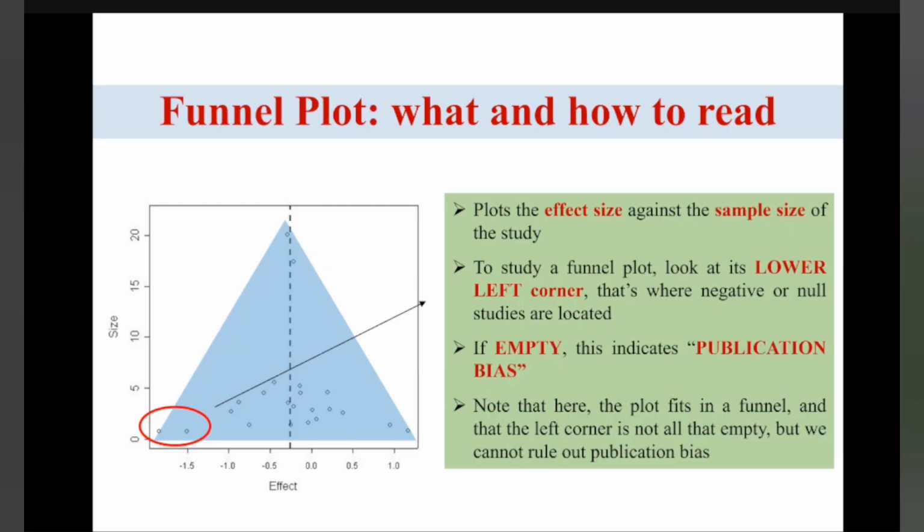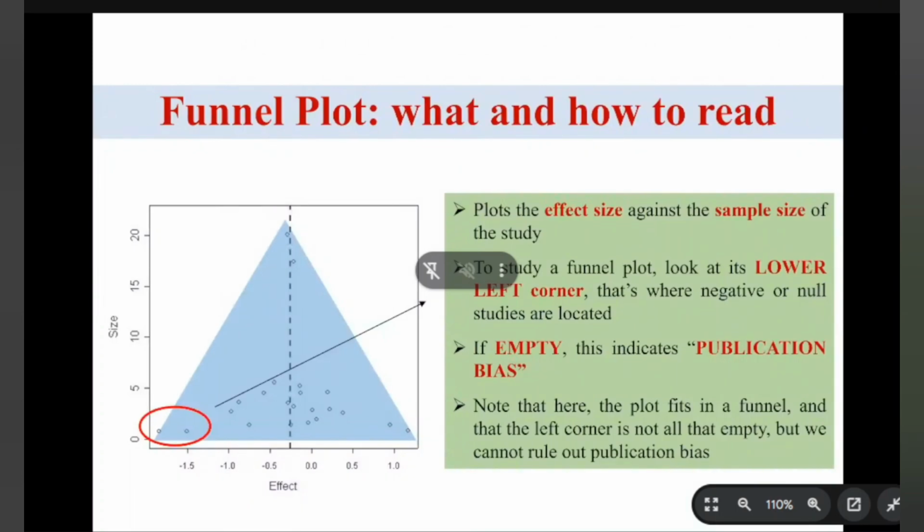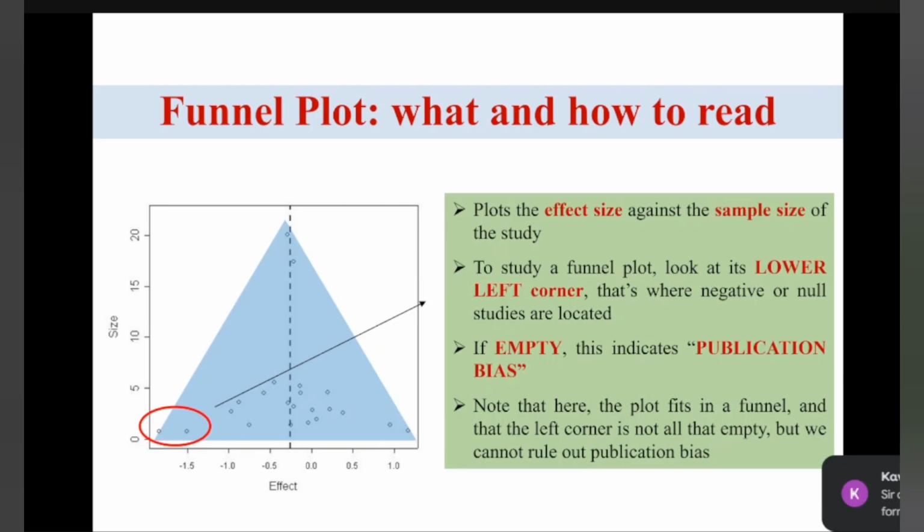So the studies which have a higher sample size and the highest quality will be on the top side, and the studies which have a lower sample size will be toward the bottom. Okay, so you can see that there is one negative and one positive side. So in this funnel plot, we are saying that both negative and positive studies were published. So we can say there is no publication bias.